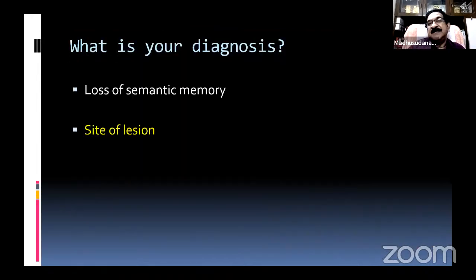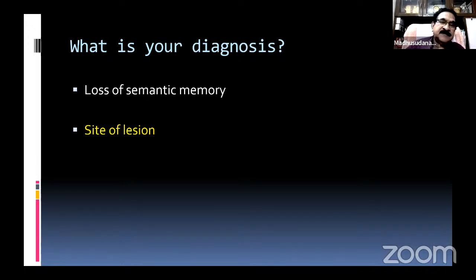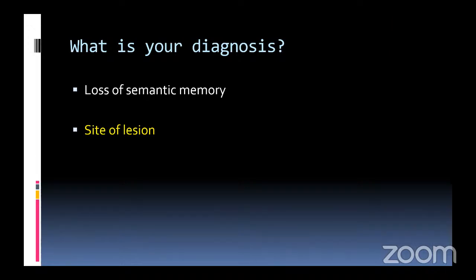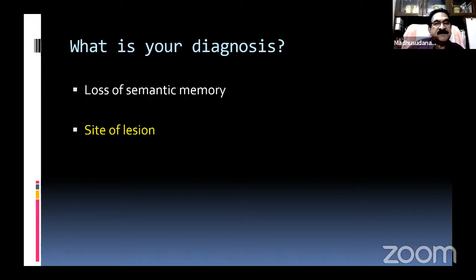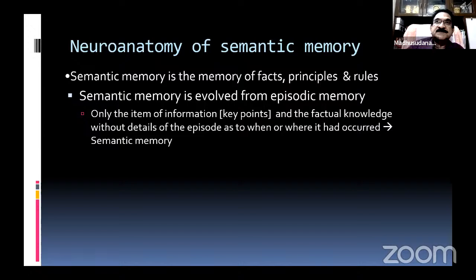Where is the site of lesion for that? Anterior temporal lobe. Anterior temporal region, inferior anterior temporal region, correct. Bilaterally, you're right, the anterior inferior temporal lobe. Semantic memory is actually memory of facts, principles, and rules. It has evolved from episodic memory. Only the key points and factual knowledge are stored, without the details of the episode as to when and where it occurred.